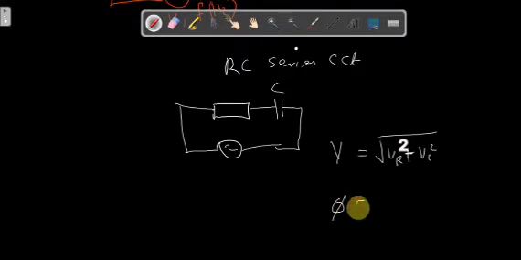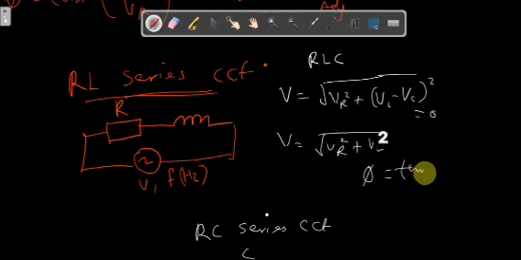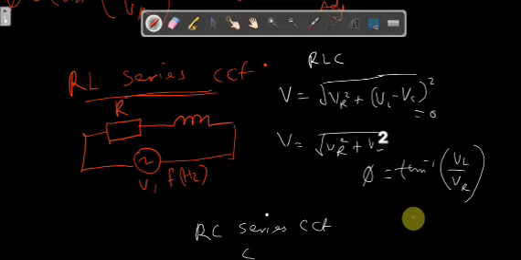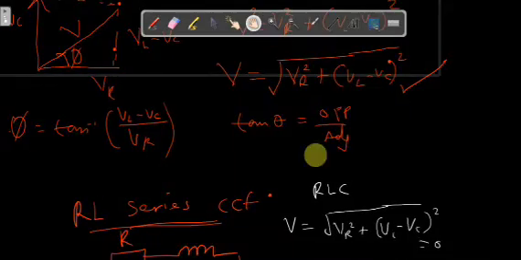So this time around, the phase difference is going to be equal to arctan VC over VR. Then for the other one, the phase difference is going to be equal to arctan VL over VR. So in a nutshell, you can now see that what I just did was to remove one of the variables that is not available from this equation.